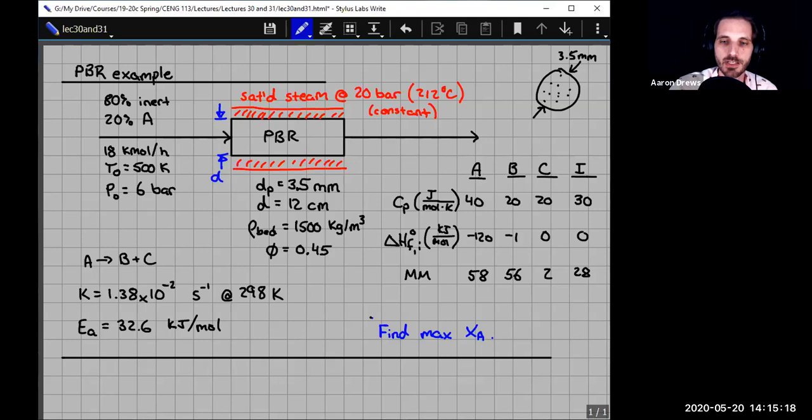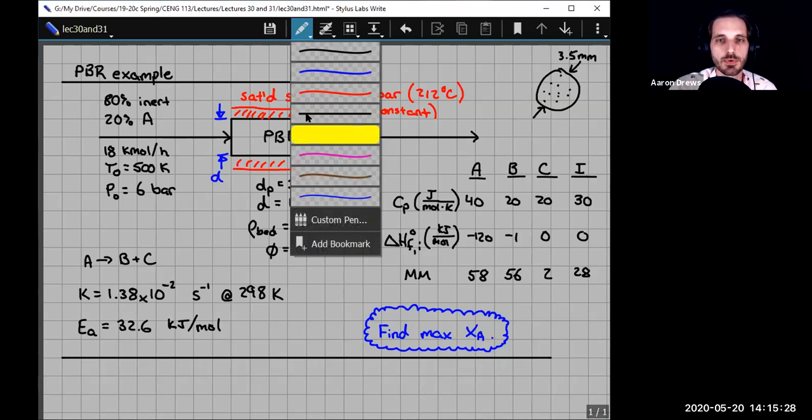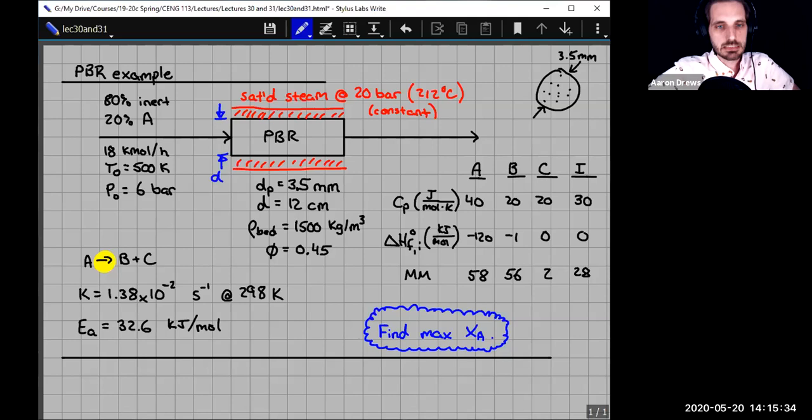Which can seem like kind of a weird question to ask initially, because we have an irreversible reaction. It's just A goes to B plus C. And so intuitively, when you see something that's irreversible, A goes to B plus C, and there's no other reaction that's producing A, if the reactor is big enough, we ought to be able to consume all of that A. But what we're going to find is that for practical situations, we can't consume all of that A. And we're going to try to find out, is that practical consideration due to temperature, or is it due to pressure, or is it due to both?